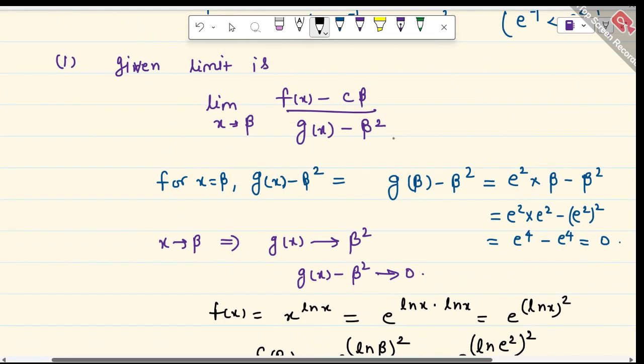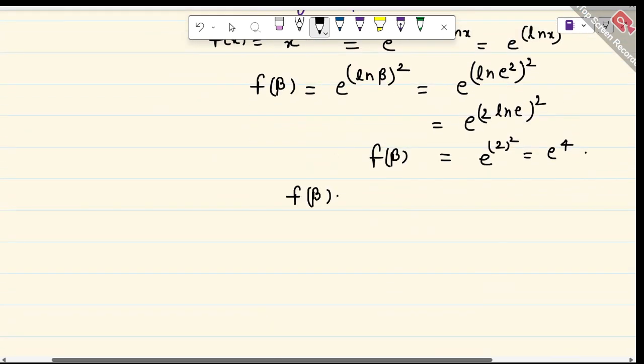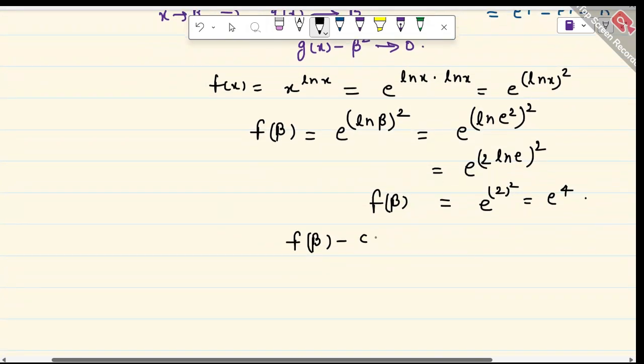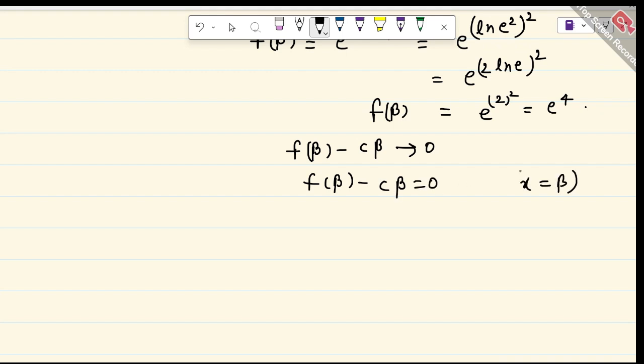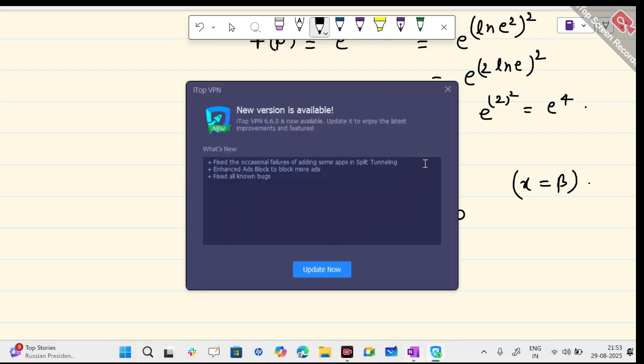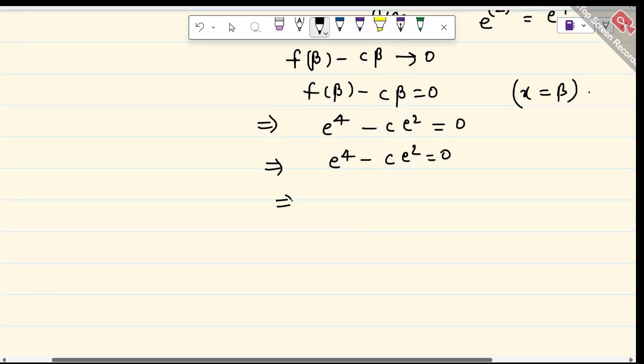So if the denominator tends to 0 and the limit is finite, so L is finite, so f of beta minus c beta must tend to 0. This implies that f of beta minus c beta is equal to 0 for x equal to beta. So f of beta is equal to e raised to power 4, and beta is equal to e square, so e raised to power 4 minus c e square is equal to 0. Thus we have observed that c is equal to e square. Thus we have calculated the value of c is e square.